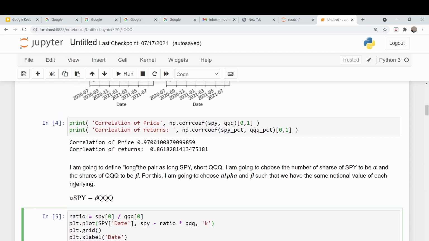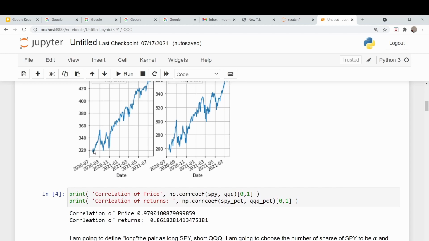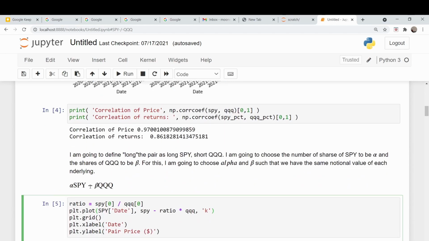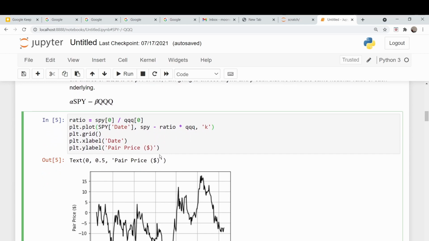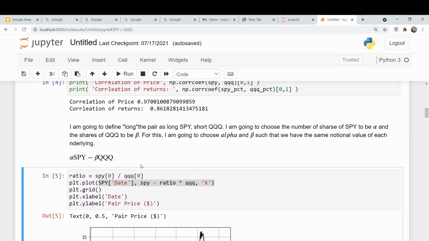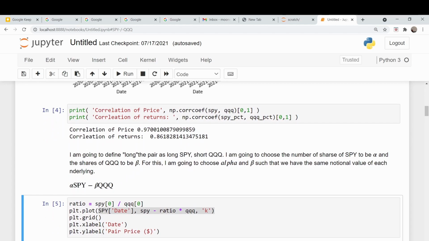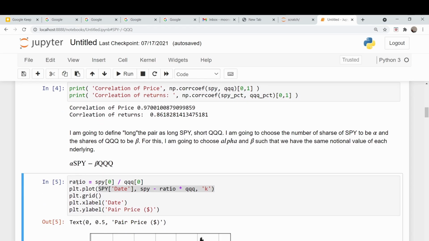So if alpha were 100, if I were long 100 shares of spiders, that's roughly about $32,000, so I would choose beta to be $32,000 worth of QQQ. I calculate that here, and then I plot out this pair. So this is basically one share of SPY minus that ratio of QQQ. And of course, using my definitions, if we were short the pair, this would be minus alpha SPY plus beta Q, so we would be long the Qs, short the spiders.